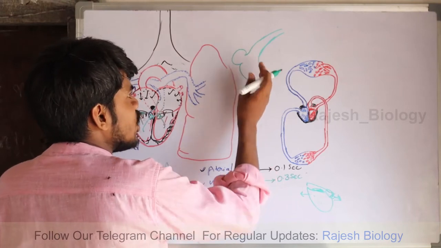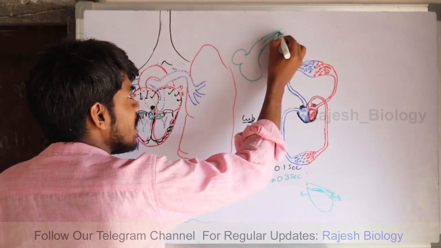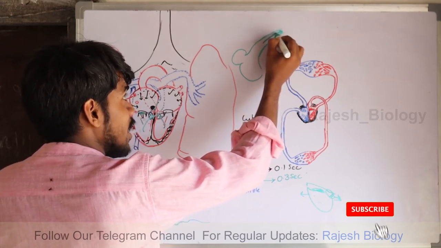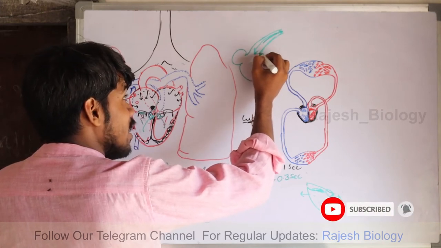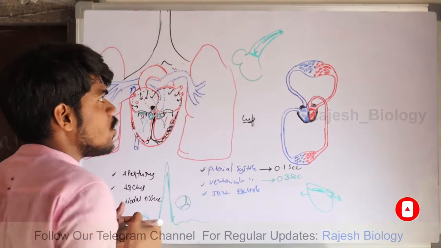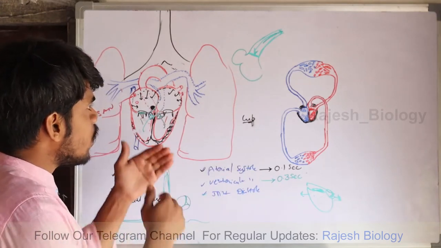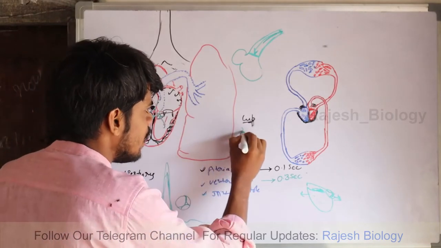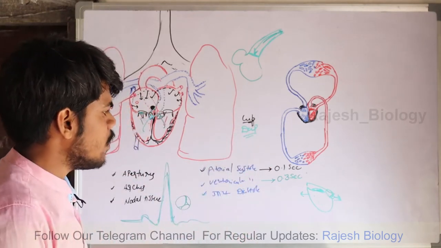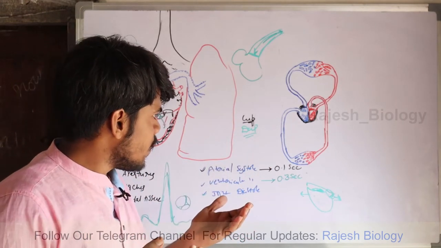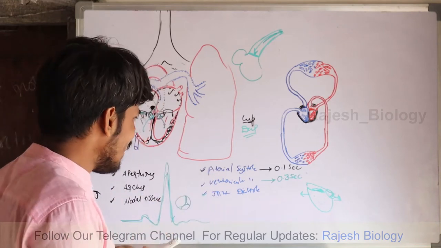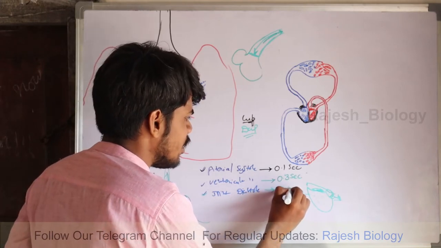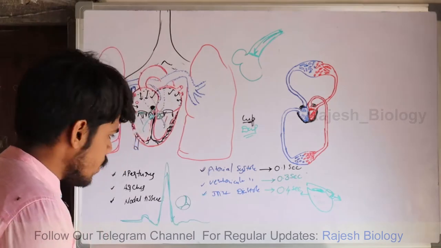When it undergoes relaxation, the pressure decreases. When the pressure decreases, the blood which entered into the systemic or pulmonary arch tries to come back and closes the walls. Due to the closure of the semilunar walls, the second heartbeat is produced. So the first heartbeat is produced in ventricular systole. The second heartbeat is produced in cardiac diastole, and cardiac diastole takes 0.4 seconds.